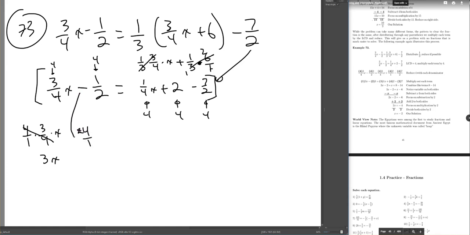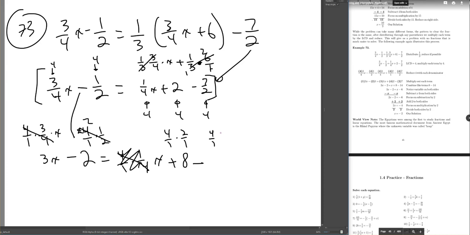Let's forget about the negative. Let's just bring the negative here. 4 over 1 times 1 over 2. That becomes 2. Equals 4 over 1 times 1 over 4. That's easy. That's just 1. So that becomes x. Here we have 4 over 1 times 2 over 1. That becomes plus 8. Minus. Here we have 4 over 1 times 7 over 2. And we get 14. Now, 8 minus 14 equals minus 6.